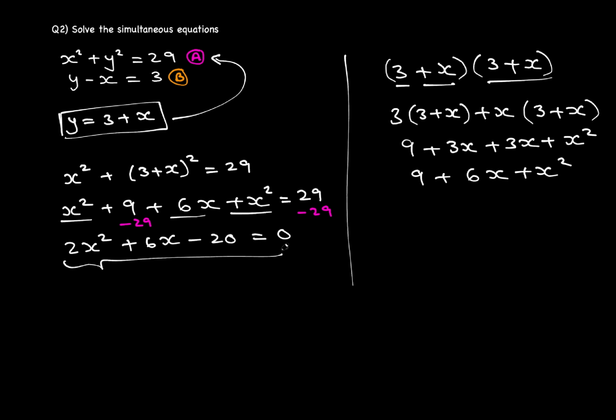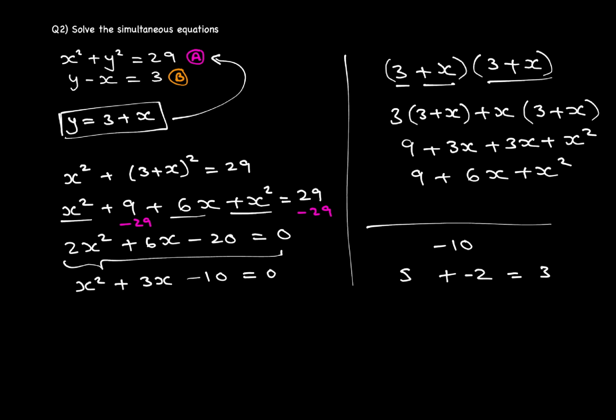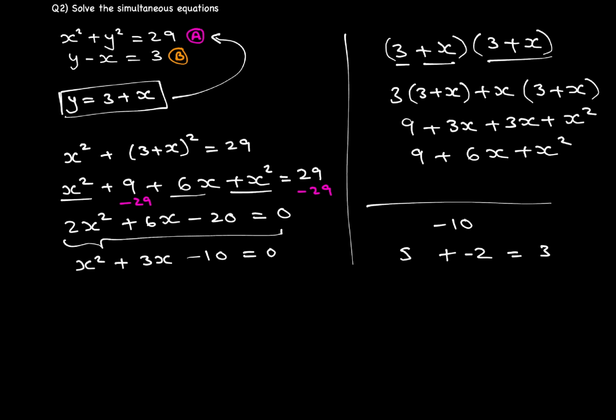Hopefully you can see that all of the terms here are divisible by 2. So I'm going to be left with x² + 3x - 10, and that's going to equal 0. And now I'm looking for two terms that multiply to give me negative 10, but add to give me positive 3. So that's going to be a combination of 5 and 2, and the 2 must be a negative. So coming back onto my left hand side, my brackets are going to be (x + 5)(x - 2) is equal to 0.